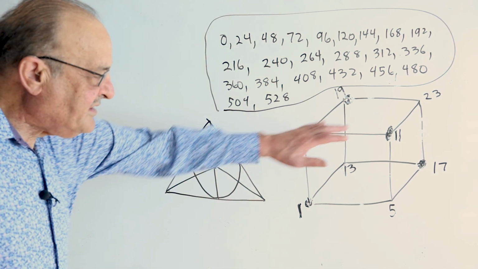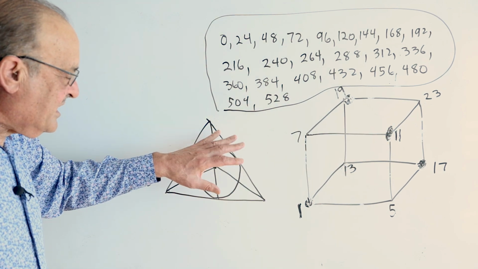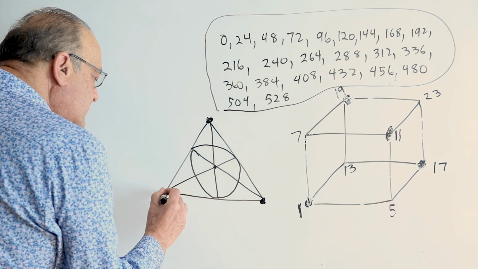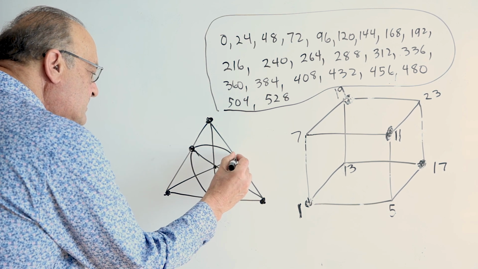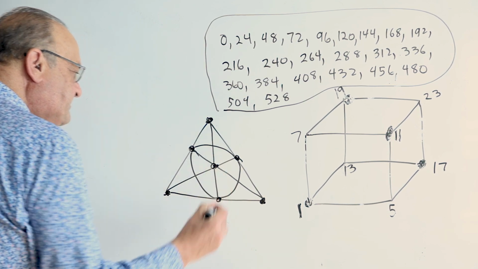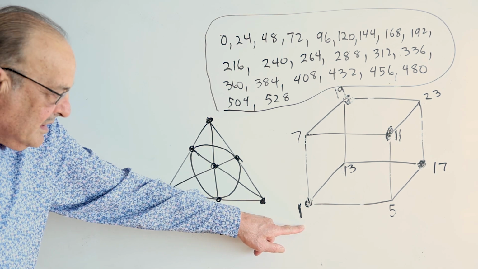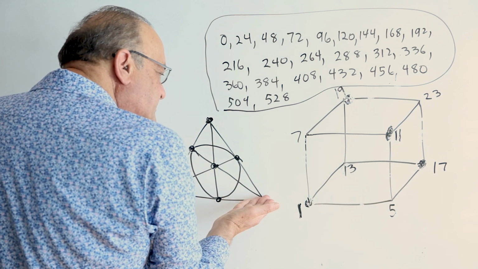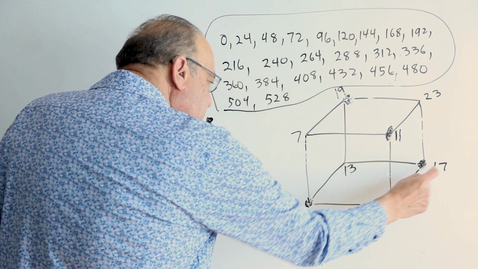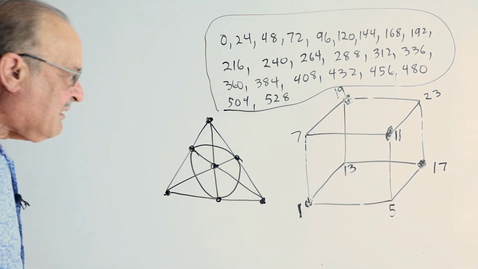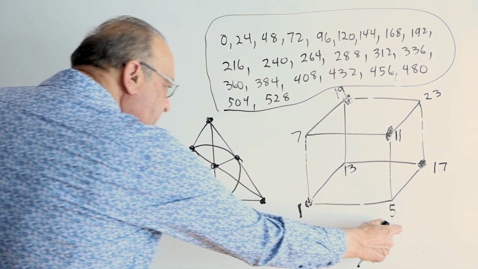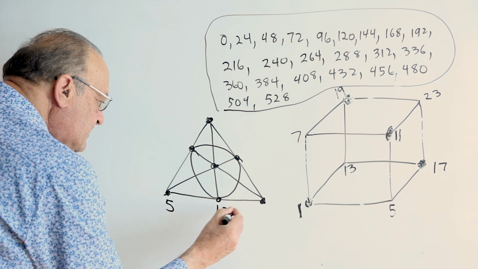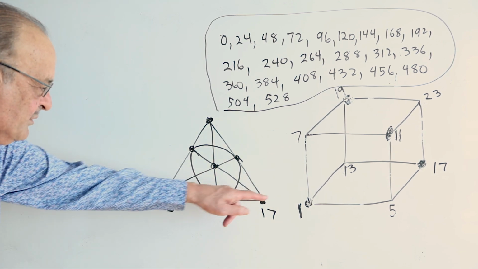And where the cube has 8 corners, this has 7 points. So we have these 3, and these 3, and this point here. We're leaving out the 1. Now it turns out, when we were looking at this bottom face, we had 3 numbers plus the 1. Well, we'll leave the 1 out. Let's try putting 5, 13, and 17 down here. And this is 1 line.